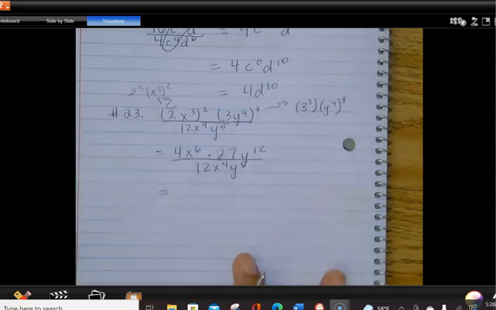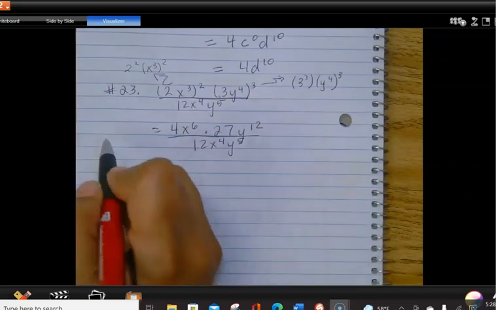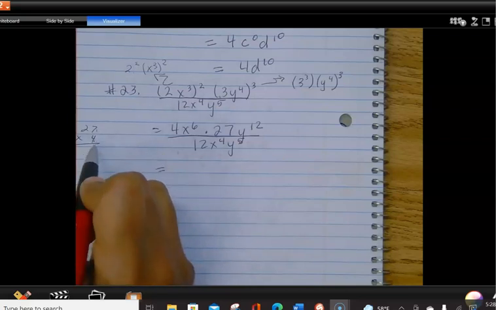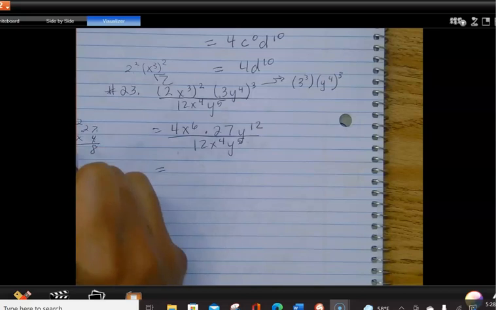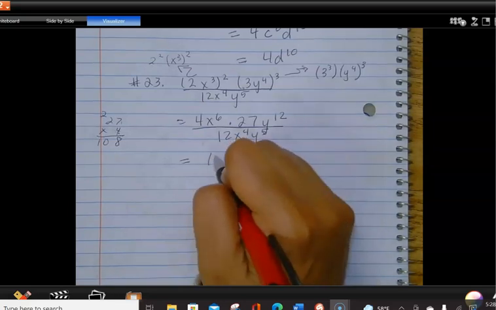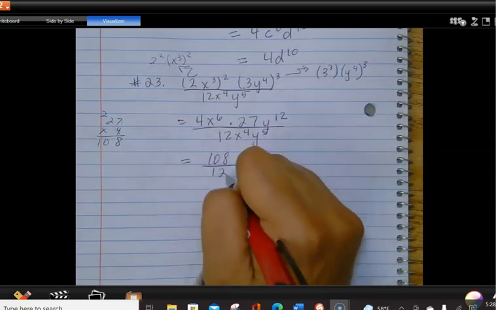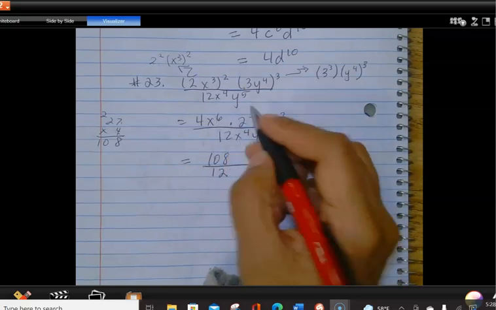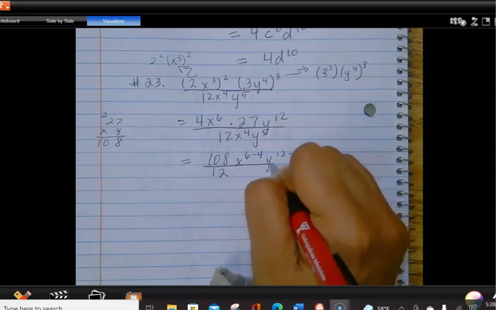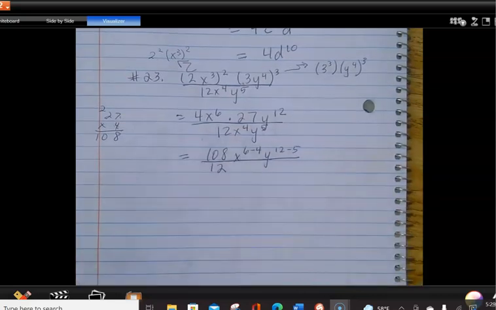But now I'm going to focus on the numerator, and I ask myself, hey, what's 27 times 4? So again, I think that's 108. I got 108, and I still have that y to the 12th. And now I'm grouping together my x's. So I got x to the 6 minus 4, y to the 12 minus 5. So the question now becomes, how many times can 12 go into 108? Let's get my calculator real quick.